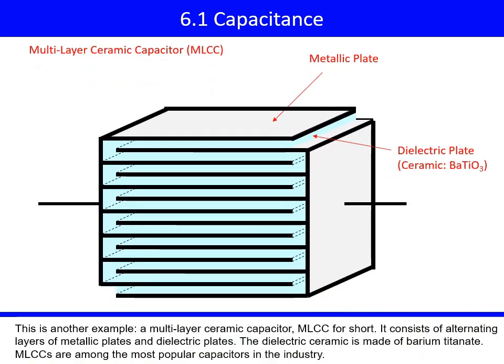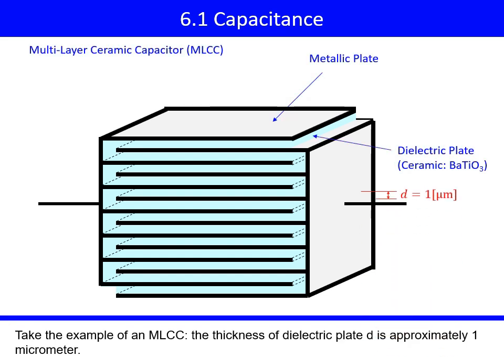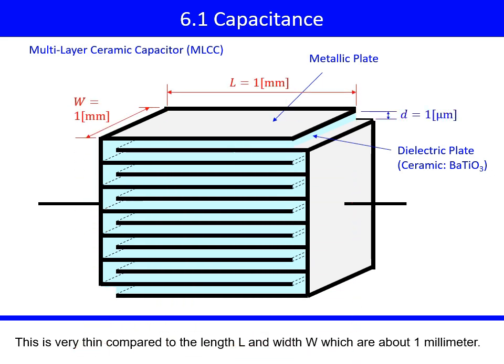This is another example, a multi-layer ceramic capacitor, MLCC for short. It consists of alternating layers of metallic plates and dielectric plates. The dielectric ceramic is made of barium titanate. MLCCs are among the most popular capacitors in the industry. Take the example of an MLCC, the thickness of dielectric plate D is approximately 1 micrometer. This is very thin, compared to the length L and width W, which are about 1 mm.